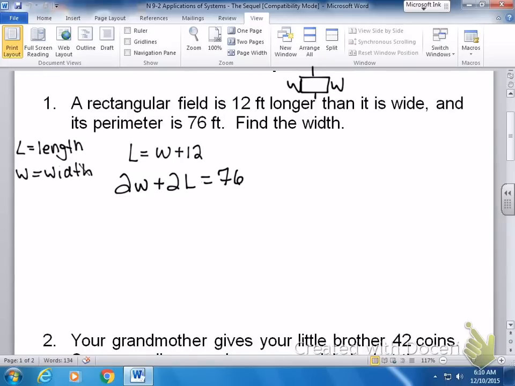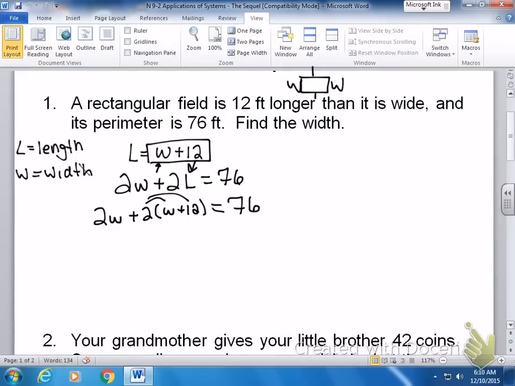Now, we're going to use substitution because if I look at that first equation, I know what L equals, so I can substitute that in for L in the other equation. So let's rewrite it. We still have our 2W plus 2, but instead of L, we're plugging in what L equals, W plus 12. Now, it's really important to put parentheses around that because we didn't have to distribute yesterday, but today we will to get our answer. And we finish that off with equals 76.